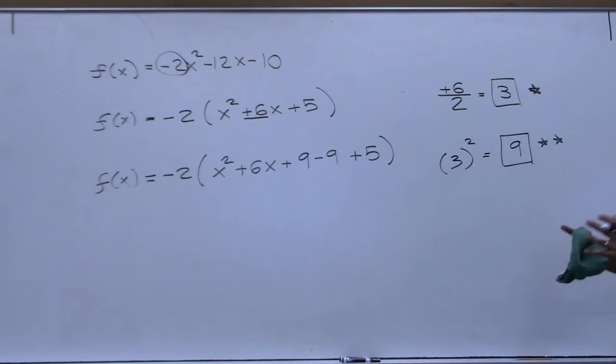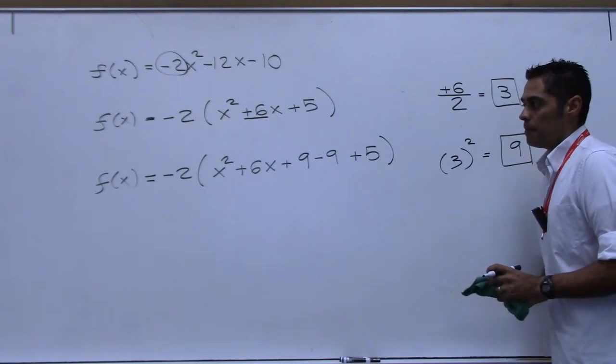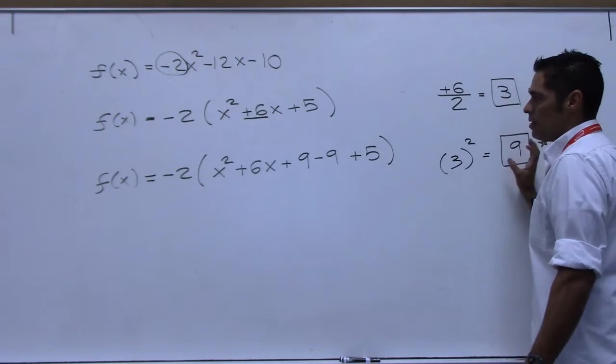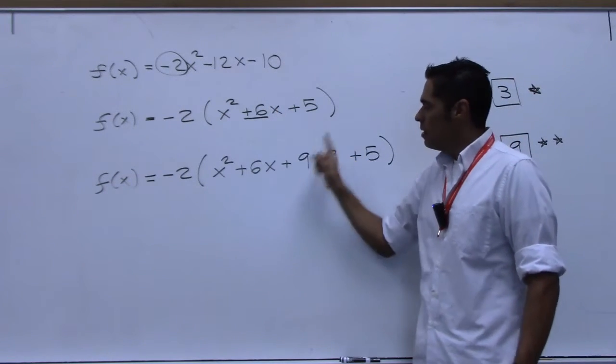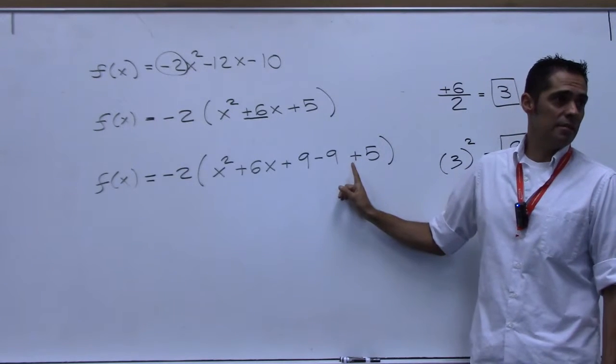Now, why I do that is about to be illustrated in the next step. So after you find these two numbers, you take this one, you go right past your x term, you add it and subtract it. You don't subtract it and add it, you add it and subtract it. All right?